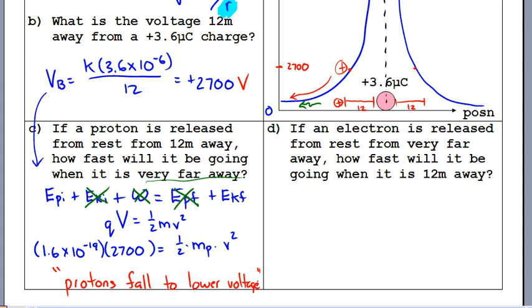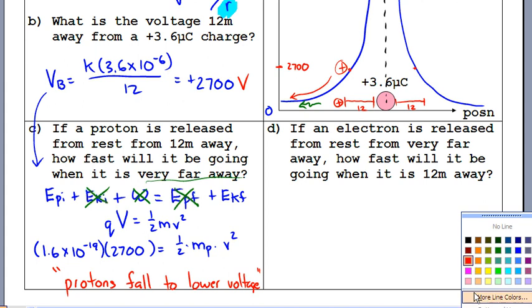They will just naturally, spontaneously do that and pick up speed. Electrons, on the other hand, are not like rocks rolling down a hill. They're like helium balloons. They like to go up into the sky. In fact, it's hard to pull a helium balloon out of the sky, and that's much like the electron. So the electron is released from rest, from really far away. How fast will it be going when it gets 12 meters away?